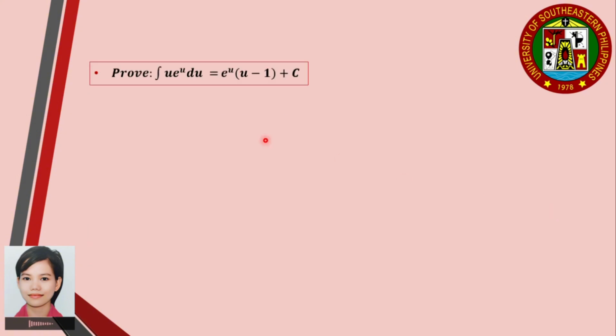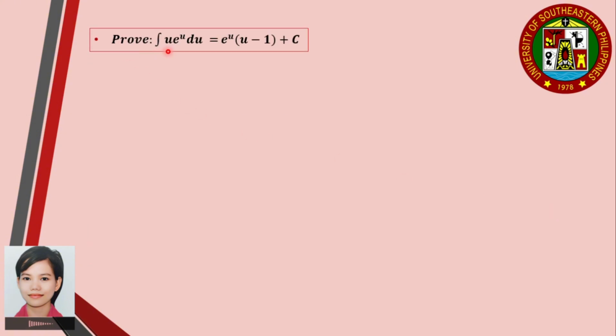So we're going to prove that the integral of u multiplied by e raised to the power of u du equals e raised to the power of u multiplied by the quantity u minus 1 plus c. So here is the solution. Okay, so for this problem, we're going to apply the integration by parts.